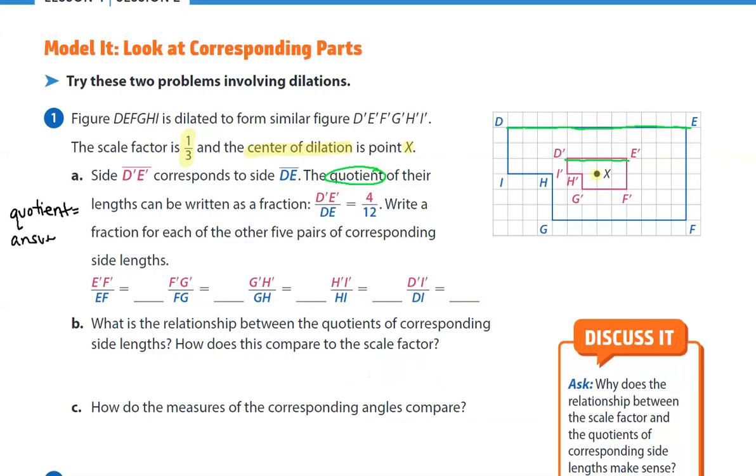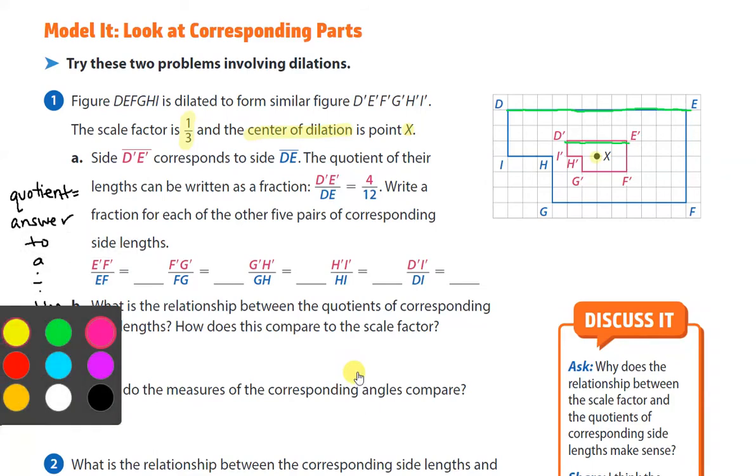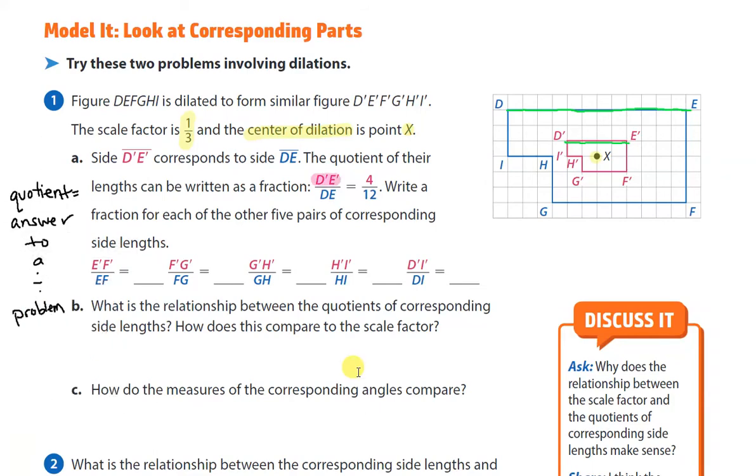Answer to a division problem. Just like addition, the answer is sum. Subtraction, the answer is difference. Multiplication, the answer is product. Division, the answer is called quotient. So don't forget that. The quotient of their lengths can be written as D prime E prime over DE.